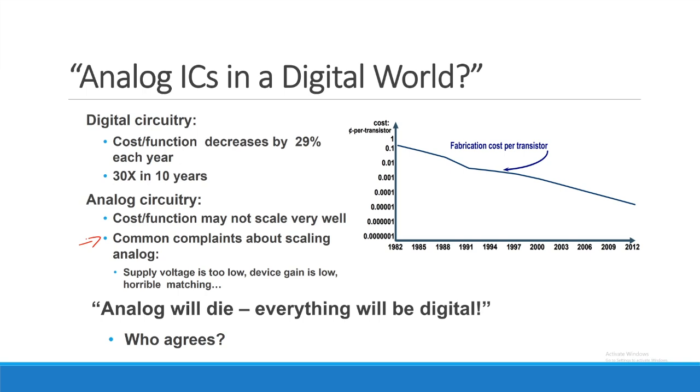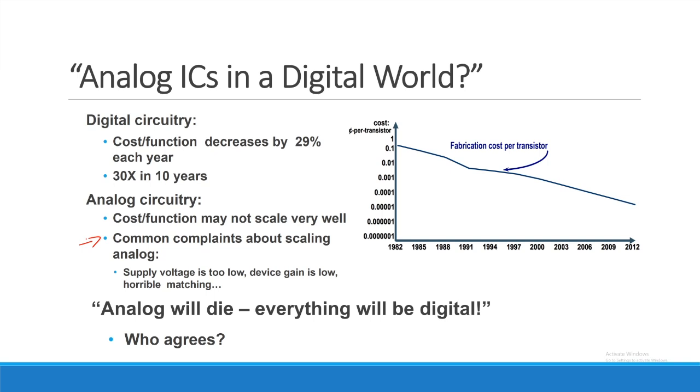As an example, people will say, oh, the supply voltage is too low. I have horrible devices that have no gain at all. Like if I get a gain of 1, I'm happy. They match horribly. Like I can't rely on anything anymore. All this long list of complaints about why it really sucks to have to bring analog into some state-of-the-art technology, let's say, 45 nanometers or something like that.